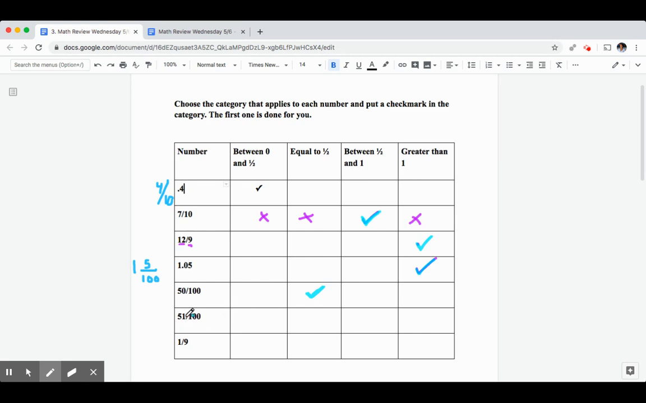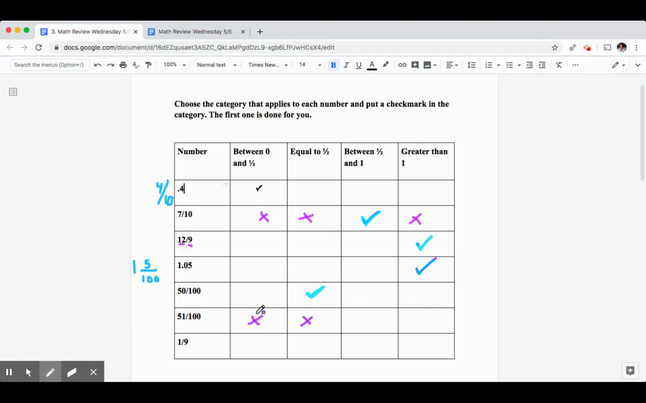The next number is 51/100. Well, it's greater than 50/100, so we know it cannot possibly be equal to 1/2 because we just said that half of 100 is 50. And if it's greater than 1/2, it's definitely not between 0 and 1/2.